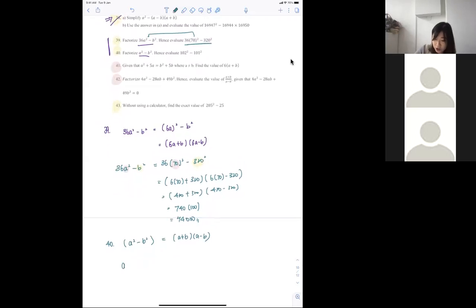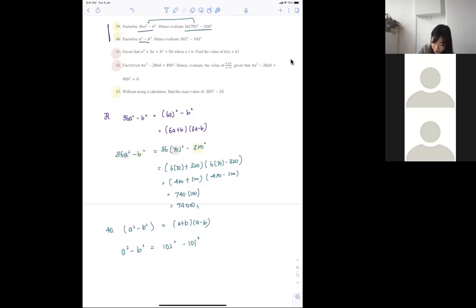Okay, Evian, we finished 39 already. So let's do 40. We have a square minus b square is equals to 102. Let it be equal first, and then you identify your a, right? A is 102, very straightforward. Your b is 101. So just now you factorize a plus b, a minus b. We do the same thing here. We have our a plus b, a minus b.